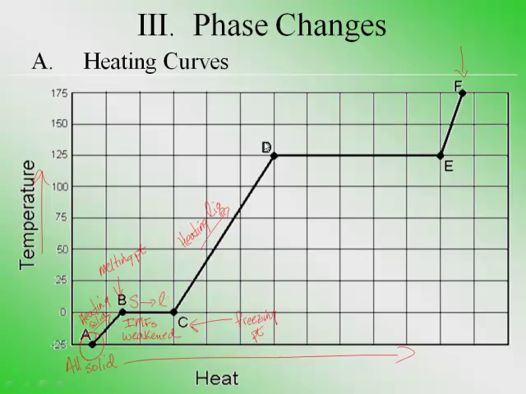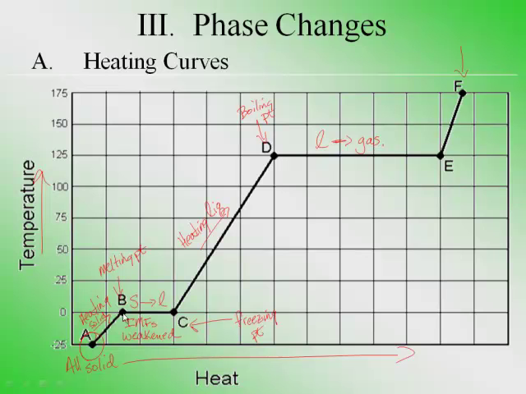Bam. Now we get up to point D. And like point B, this is where a new phase is possible. So at point D, I have my boiling point. Point D is the first place that I could see gas. No gas is present before point D. As I move from D to E, my liquid is changing into a gas.